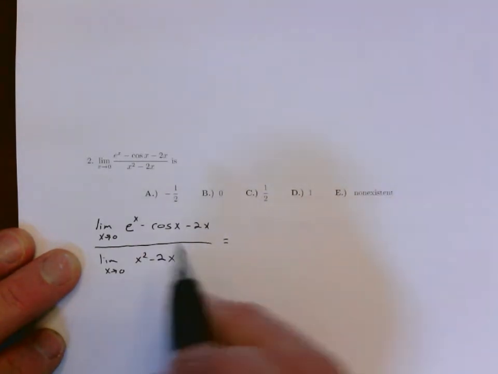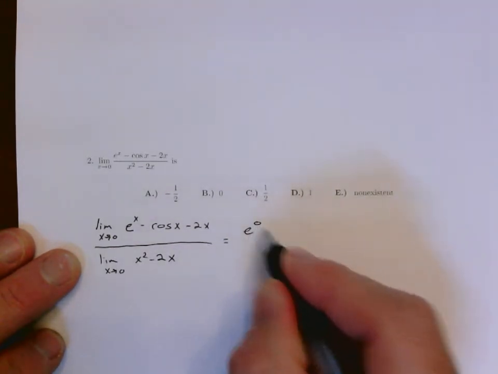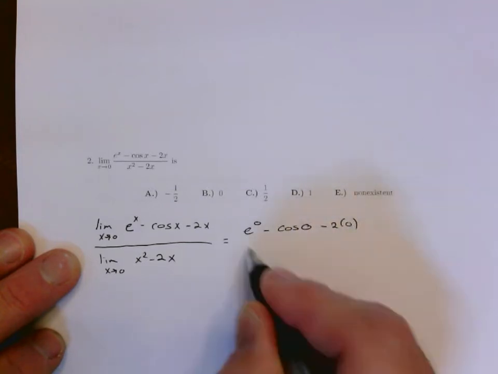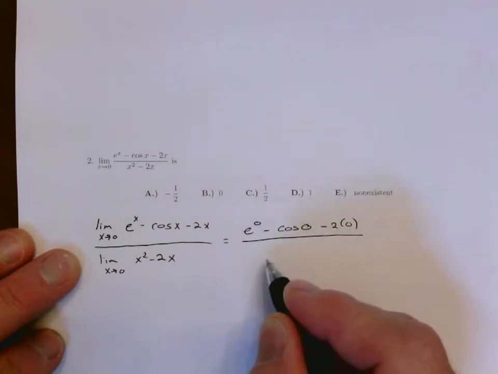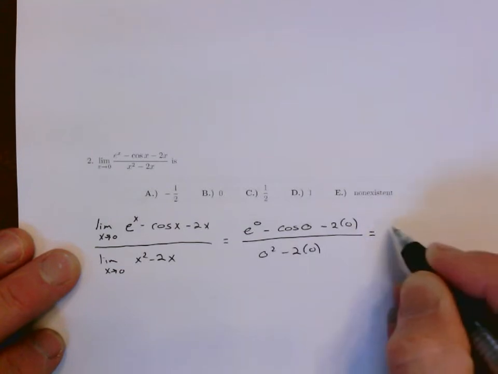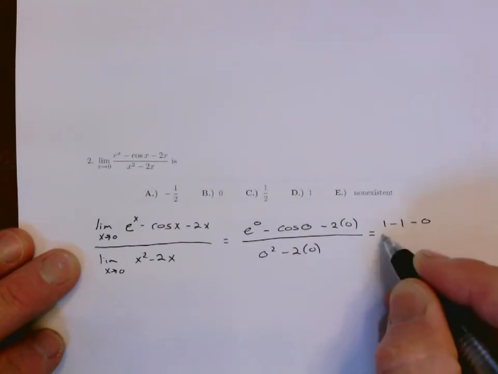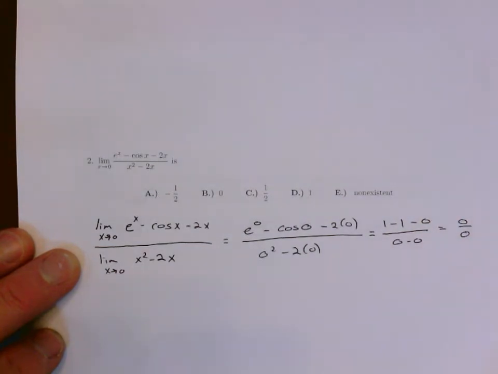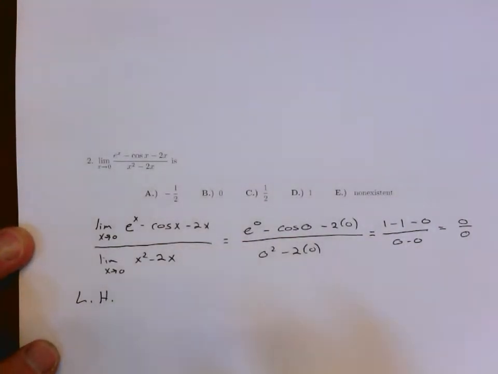Okay, so we plug it in. So this is e to the power of 0 minus cosine of 0 minus 2 times 0, all over 0 squared minus 2 times 0. So this is going to be 1 minus 1 all over 0 minus 0. So you get 0 over 0, which we know is one of those indeterminate forms. So we have to use L'Hopital's rule. So make sure to state this to the reader. This is multiple choice again, so you don't need to do this. But when you do this on a free response question, make sure to put it in that way.